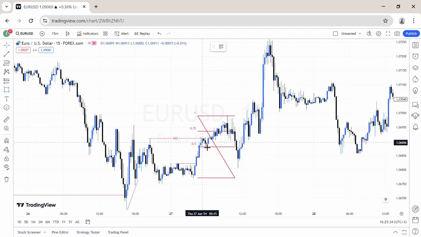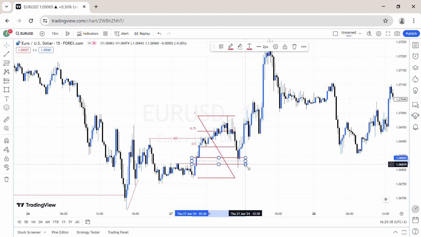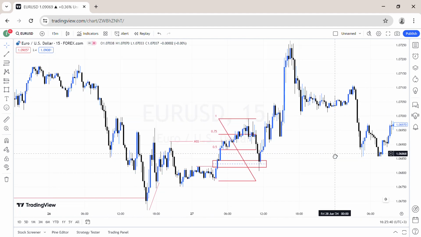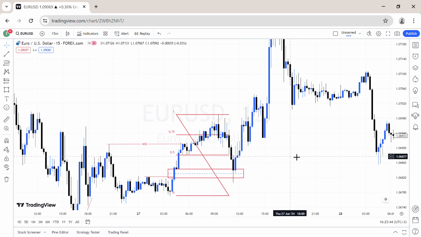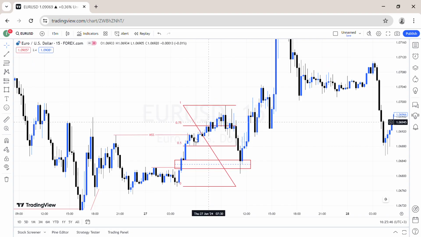So for me, I would see that there is a fair value gap at the discount right there. Hope you are seeing that. That is the fair value gap at the discount. I wouldn't want to consider anything above the discount. That is the premium. I don't want to buy at the premium. I want to buy at the discount. So at the discount, that is the fair value gap that I see.